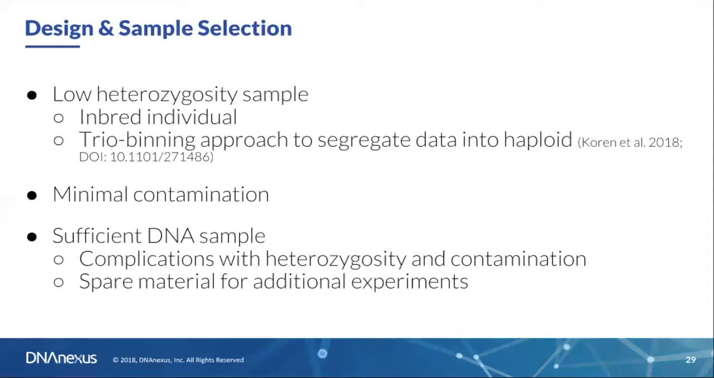And finally, make sure that you have enough DNA sample. This can be tricky for very small insects because it's very hard to get a clean sample. So you might have to pool several samples together, and the problem of heterozygosity is going to get worse. But in general, if you can avoid that, try to get a clean sample and make sure that you have spare material for more experiments. It is possible that you have to do more rounds of DNA sequencing, and having additional material is also going to be helpful for running a scaffolding tool on the sample later on.